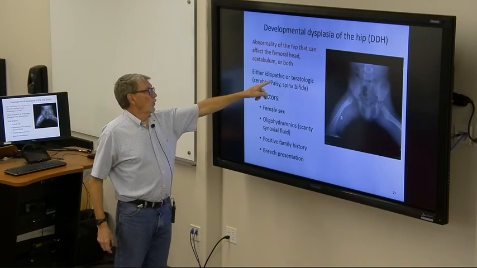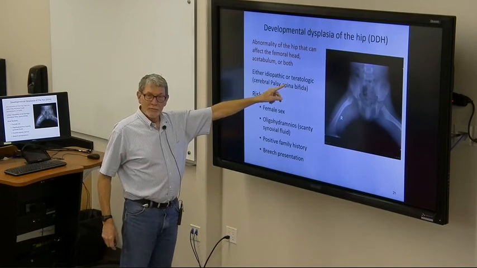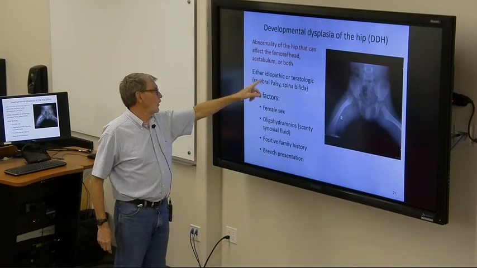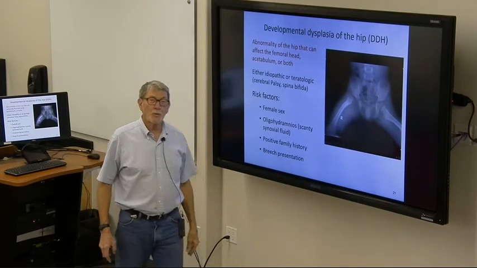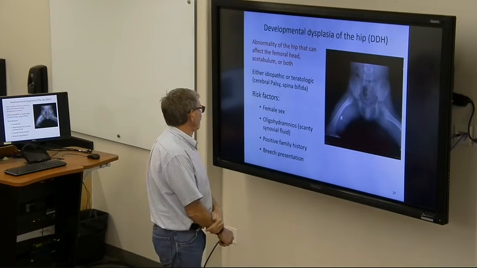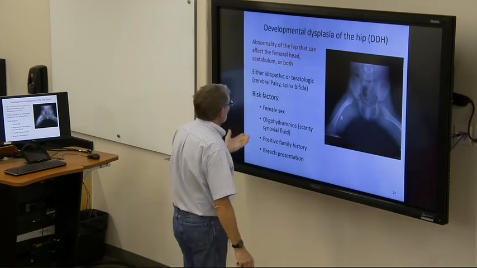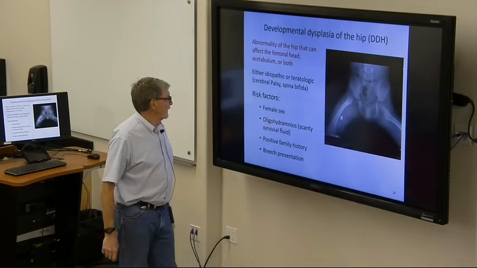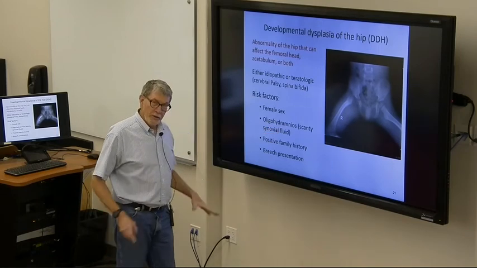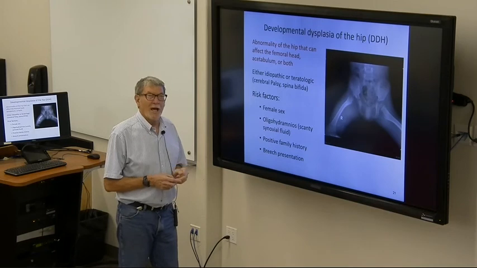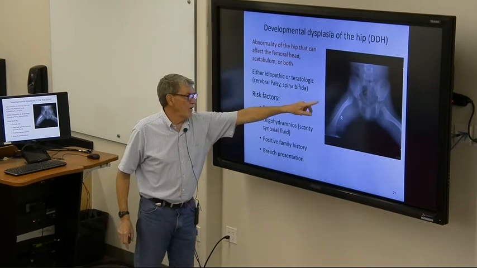Idiopathic or teratologic. So if you don't know why, it's idiopathic, or it can be caused by something like cerebral palsy too. Girls are more likely to have it. Not enough synovial fluid will cause abnormal growth of the ends of the bone there.